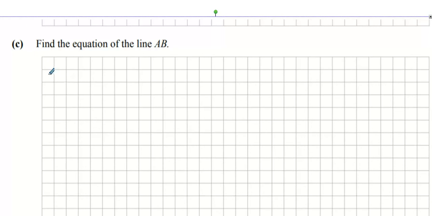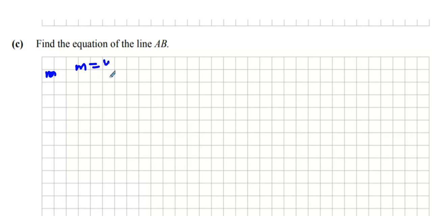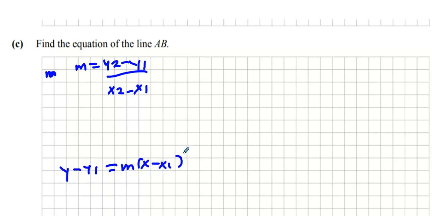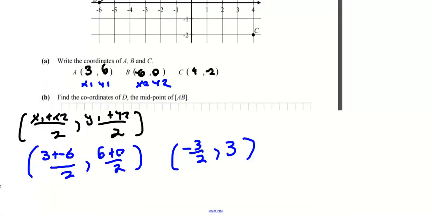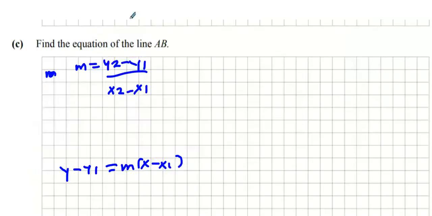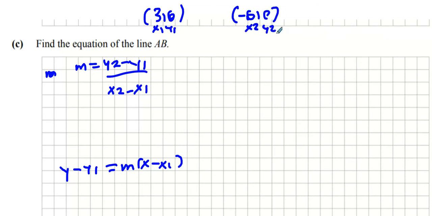Find the equation of the line AB. So we're going to need the slope. We're going to need m equals y2 minus y1 over x2 minus x1, and then we're going to throw it into the formula y minus y1 equals m times x minus x1. So A is 3, 6 for x1, y1, and B is minus 6, 0 for x2, y2. Let's put it into the formula here.